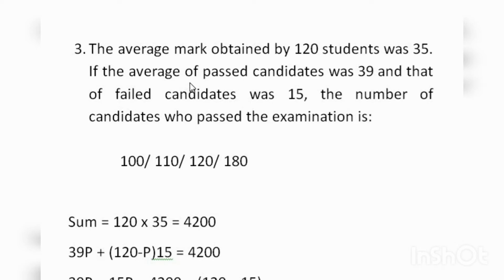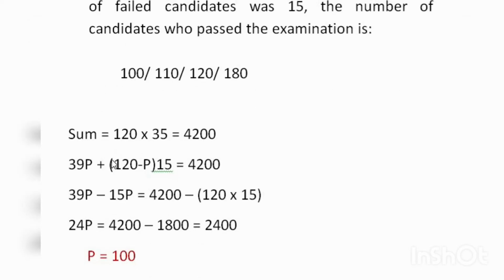Now it is given that the average of passed candidates was 39 and that of failed candidates was 15. Total 120 students are there. Let the number of passed candidates be P. Then the number of failed candidates will be the total students 120 minus passed candidates P. Understood? That's why I have written 120 minus P here. So 120 minus P is equal to the number of failed candidates.